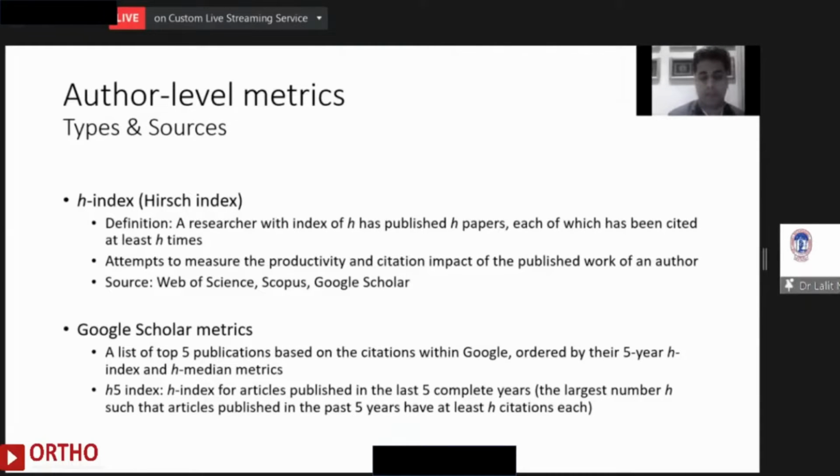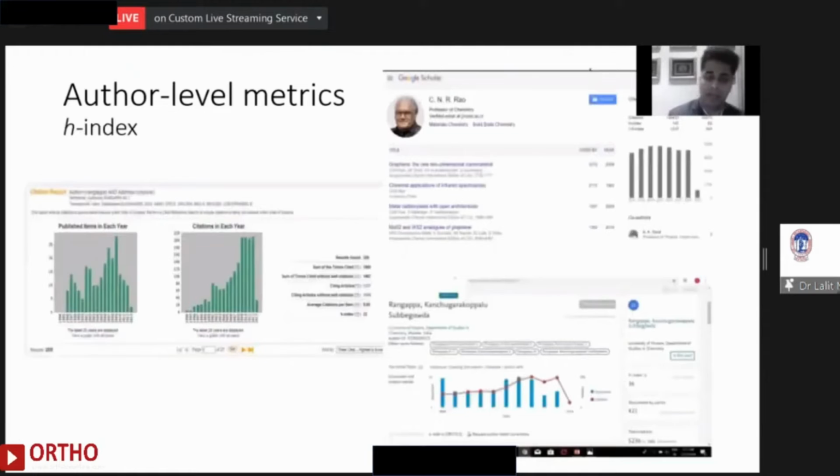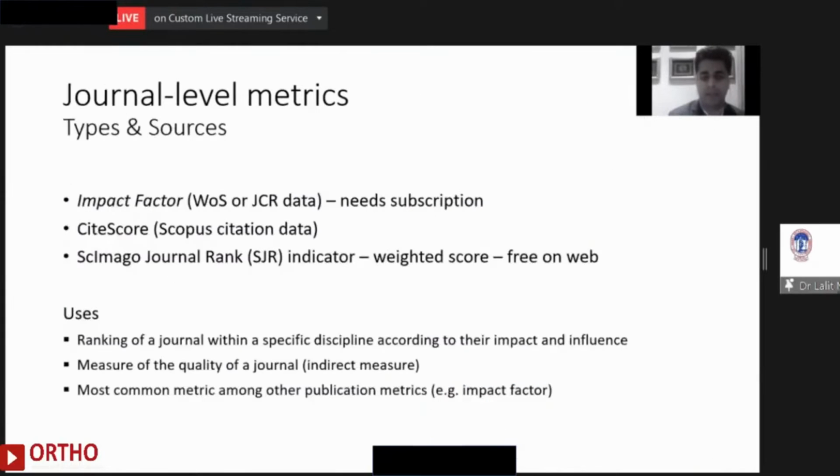And you can get this on different websites. Again, Web of Science is one of the most commonly used. Otherwise, you have Scopus and Google Scholar. Google Scholar metrics usually takes into account the 5-year H index, so that's called the H5 index. So in the last 5 complete years, it is the largest number of articles published which have been cited at least that same number of times, as stated. Because the H index uses the last 2 years. So this is a different way of looking at the H index through different websites for different authors.